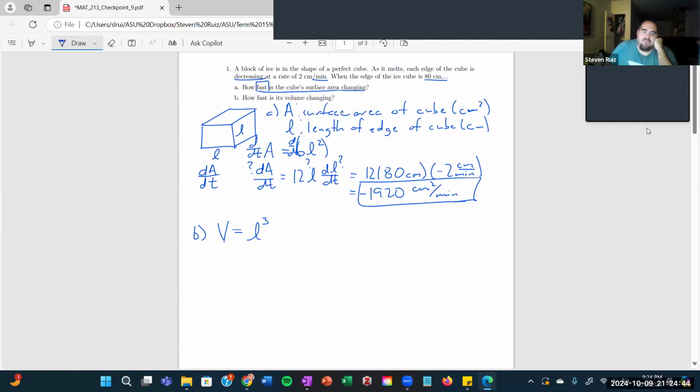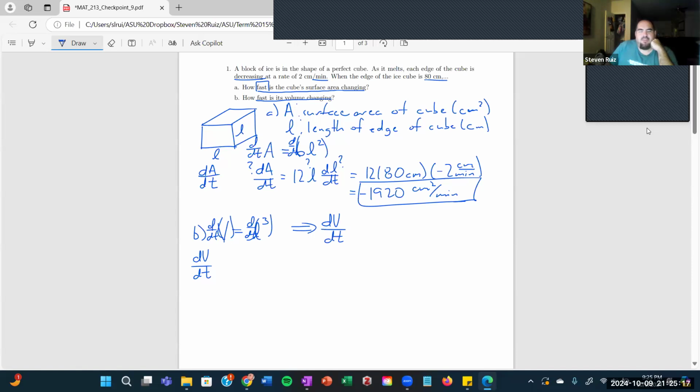So we have a new equation, but from here we're going to follow the same process. I want to know how fast the volume is changing. So instead of looking for dA/dt this time, I'm looking for dV/dt, which is what I'm going to get when I differentiate both sides of this equation with respect to time. So what is the derivative with respect to time of volume? That's going to be dV/dt.